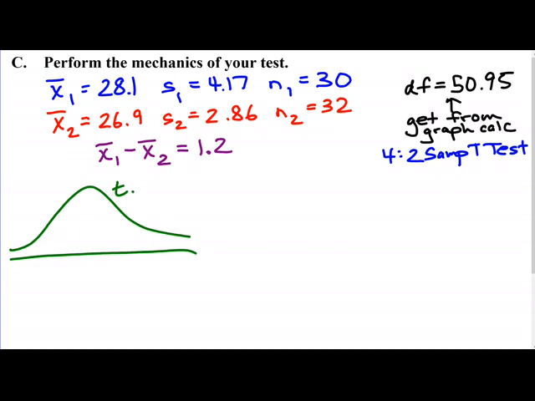It's a t-curve with 50.95 degrees of freedom. Our mu is going to be 0 because we're assuming that there is no difference between the groups. How do we find the standard error? There is a formula for this.